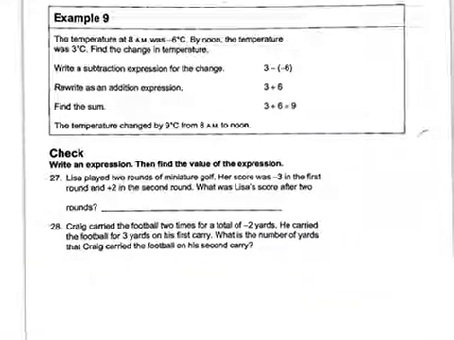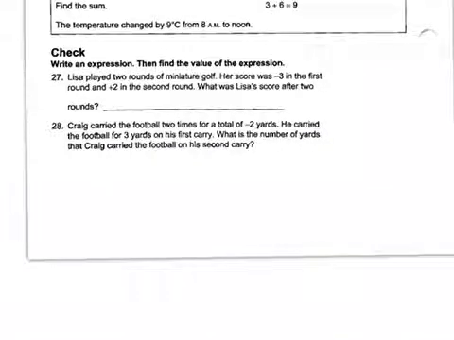Let's talk about the football problem, because here's an example where we have negatives. Craig carried the football 2 times for a total of negative 2 yards. Not very good. He carried the football for 3 yards on his first carry. So I'm going to treat this kind of like a number line. So 3 yards on his first carry is in the positive direction, or to the right. So 1, 2, 3.